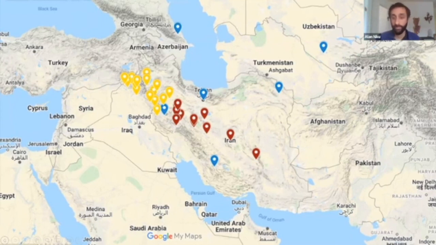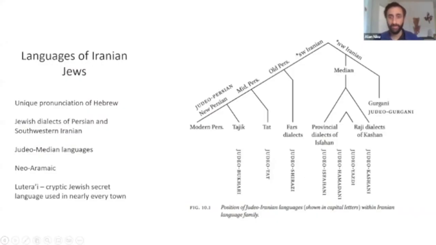So, for example, my grandfather was from that region and he spoke Aramaic. I speak his dialect of Aramaic, but the rest of my grandparents were from central Iran and places like that, and they spoke Judeo-Median languages and Judeo-Persian languages. So many, many languages in this whole region of Jews. So we got a lot to talk about today.